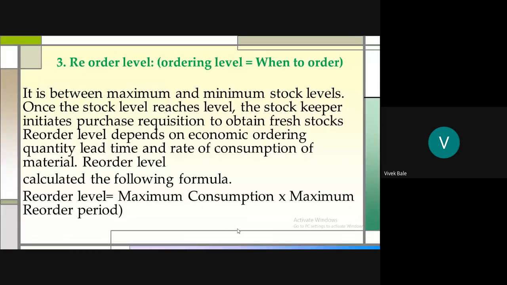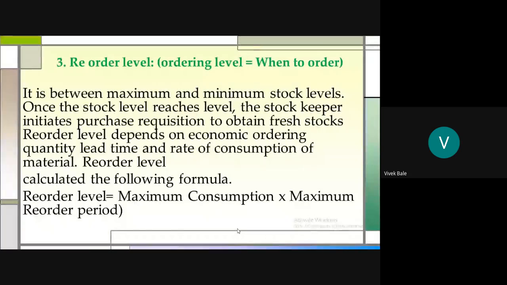Therefore, the objective of fixing the reorder level is that fresh supplies are received just before the minimum level is reached. And at the reorder level, the purpose is that a requisition should be made for fresh supply. Requisition means you should send an order for the fresh supply of the material. The objective is to determine when fresh orders should be placed for replacement of stock. This level is fixed after considering maximum rate of consumption, maximum reorder period, and minimum level.